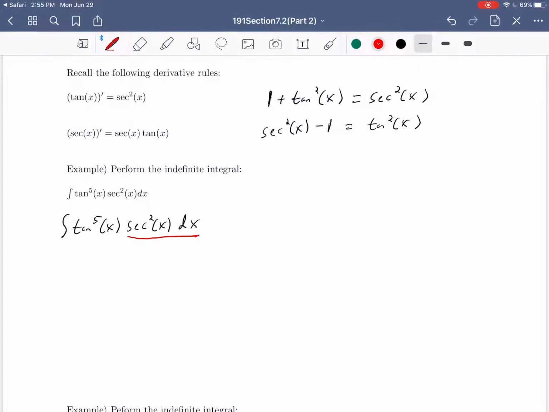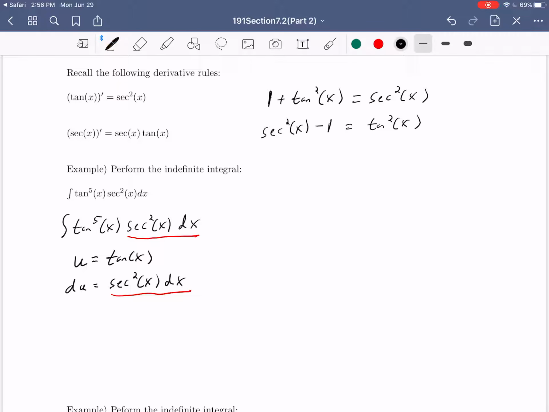So underline that to show us that we're not going to mess with this at all. That's just going to be there to be saved and used in the substitution. Since we're going to be saving that, that is the derivative of tangent, so we should do a substitution for tangent. So u equals tangent x. du is going to be secant squared x dx, which is exactly what we have there.